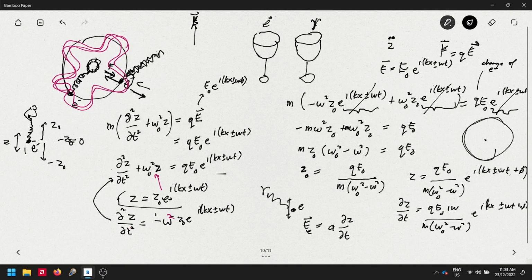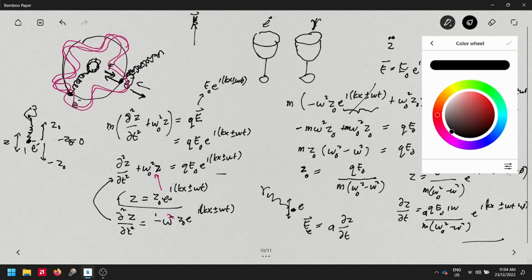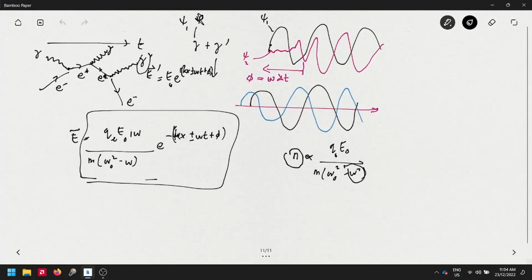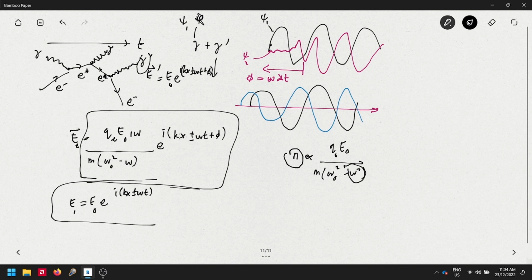So I have to multiply with a constant, but it doesn't matter. It looks like the equation here is similar to this one. This is the electric field produced by the electron, and this is the electric field of the photon. So this one should have no negative: e^{i(kx ± omega t)}. This is the original photon. This is the electric field of the induced, secondary electric field.